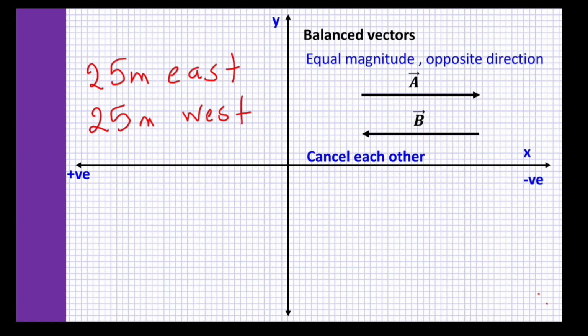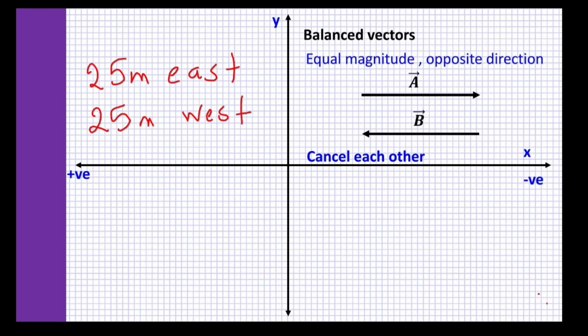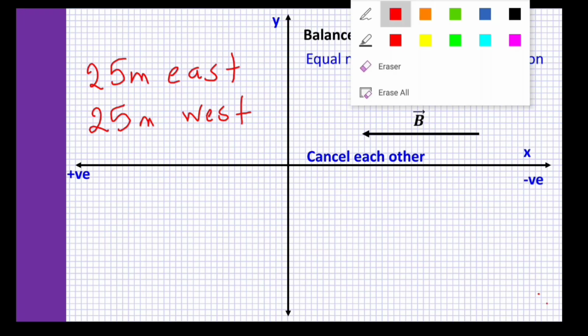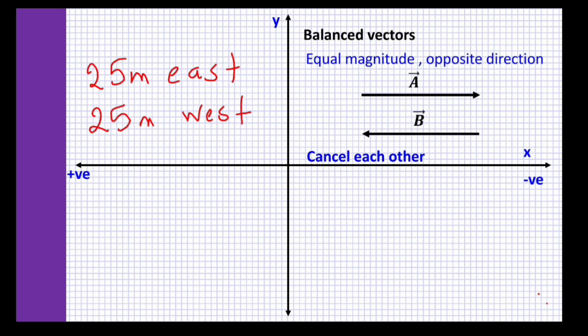Okay, because think of it this way. Let's say, according to the system that we've got, the east is negative. Since the east is negative, it means the east vector is going to be negative 25. So the vector going east will be negative 25, and the vector going west will be positive 25. If we add these two together, we get a result of 0. That's what we mean when you say these vectors cancel each other out. They do not produce a resultant vector.